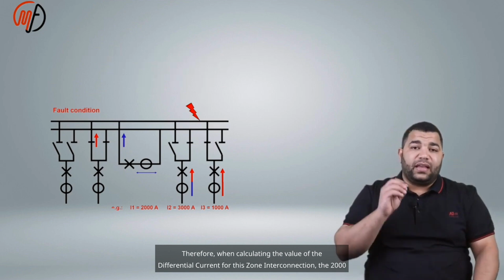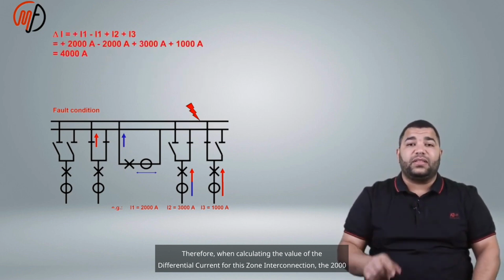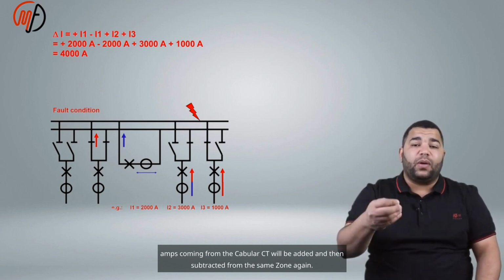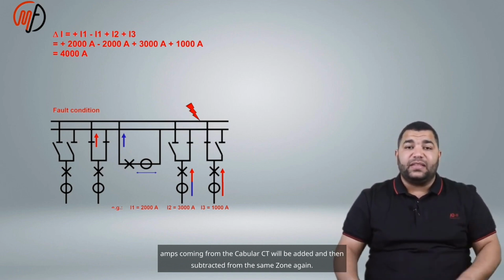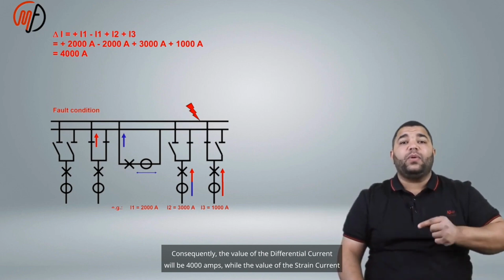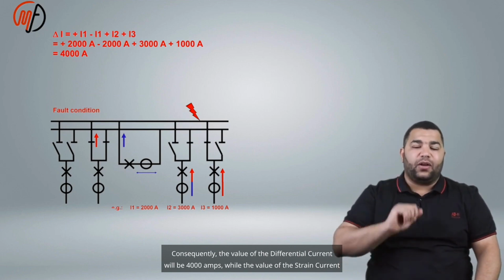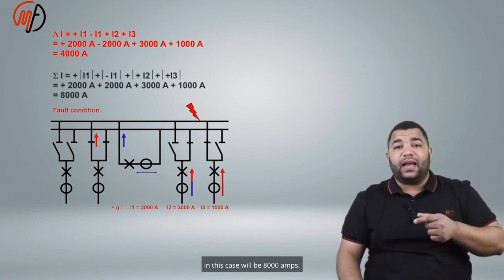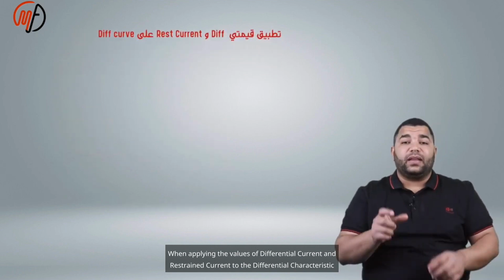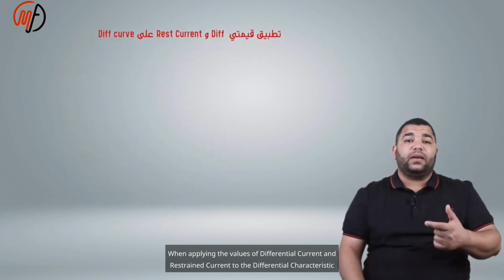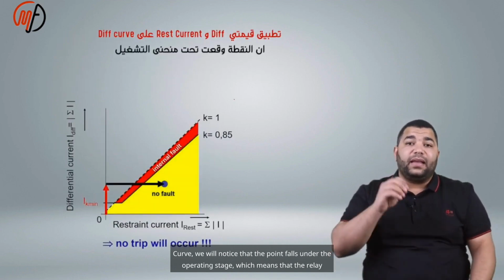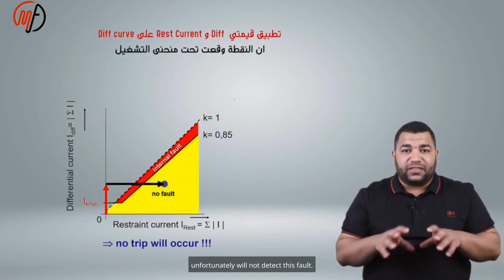Therefore, when calculating the value of the differential current for this zone interconnection, the 2,000 amps coming from the cabler CT will be added and then subtracted from the same zone again. Consequently, the value of the differential current will be 4,000 amps, while the value of the restraint current in this case will be 8,000 amps. When applying these values to the differential characteristic curve, we will notice that the point falls under the operating stage, which means that the relay unfortunately will not detect this fault.